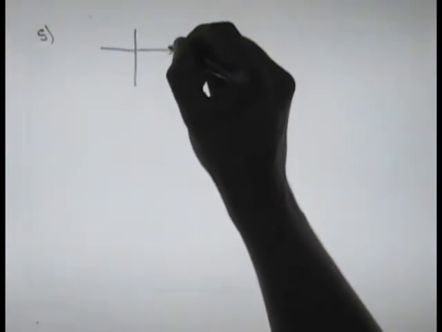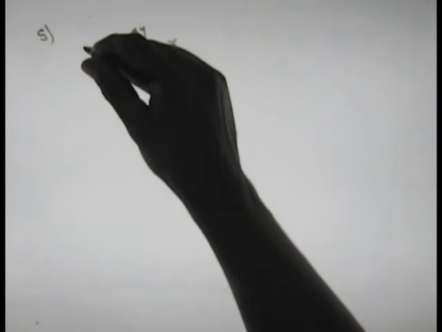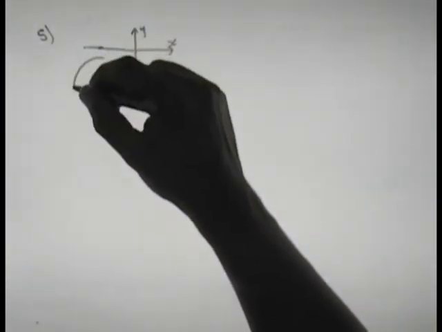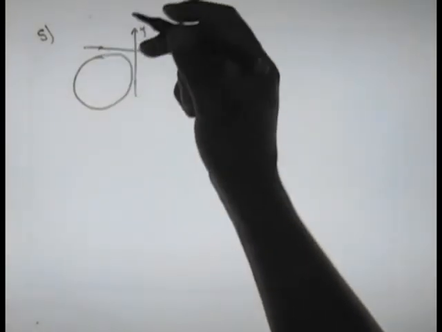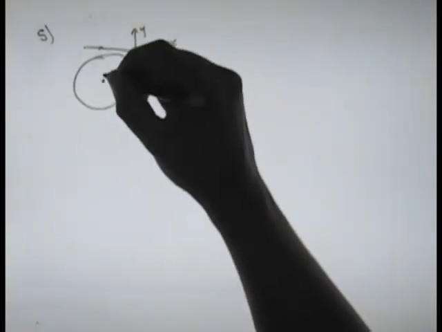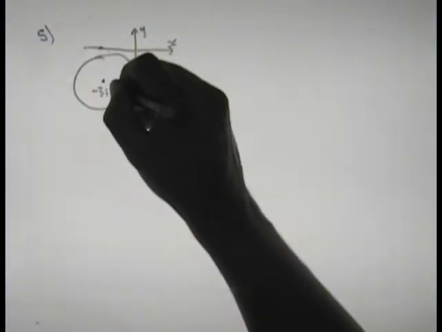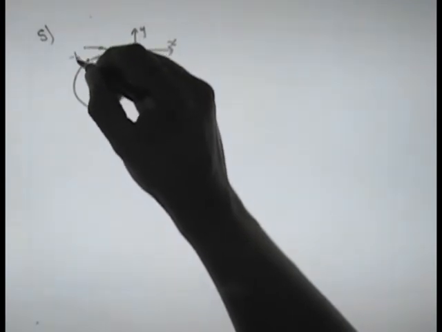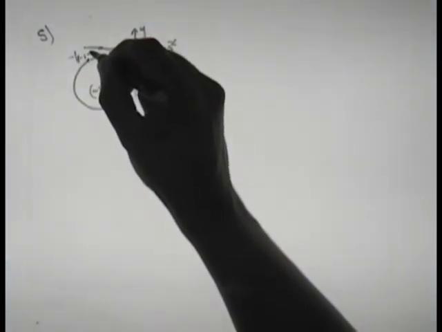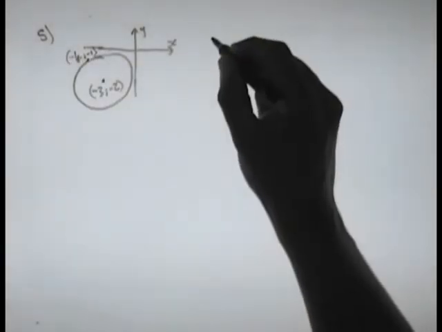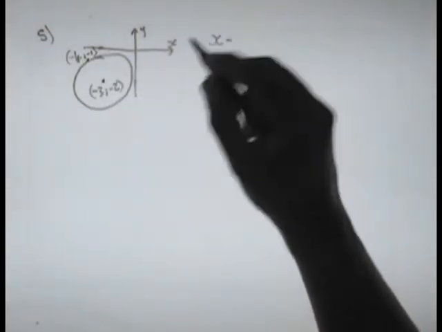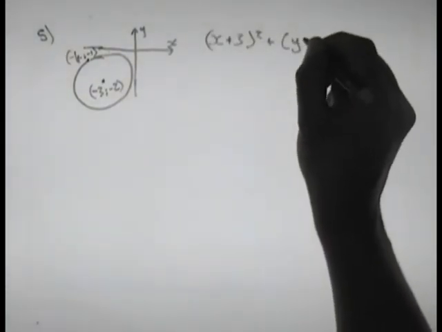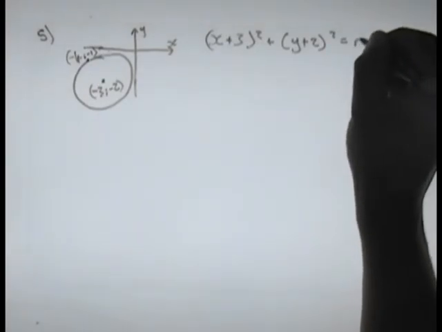I've got my axis over here, x-axis and y-axis, and I've got my circle way down over here with center (-3, -2) and the point (-4, -1). Going to start off by saying x minus p, but in this case I'm just going to make it x plus 3 squared plus y plus 2 squared is equal to r squared.